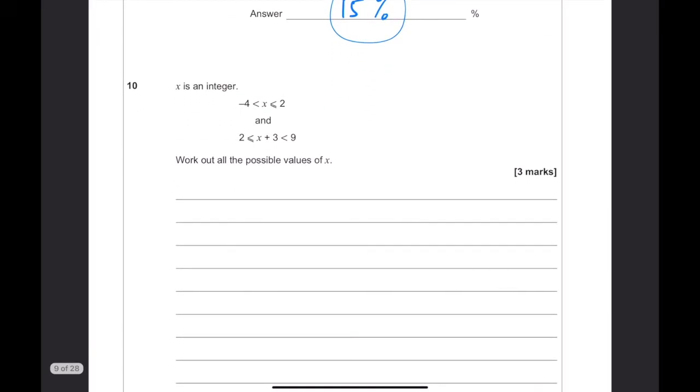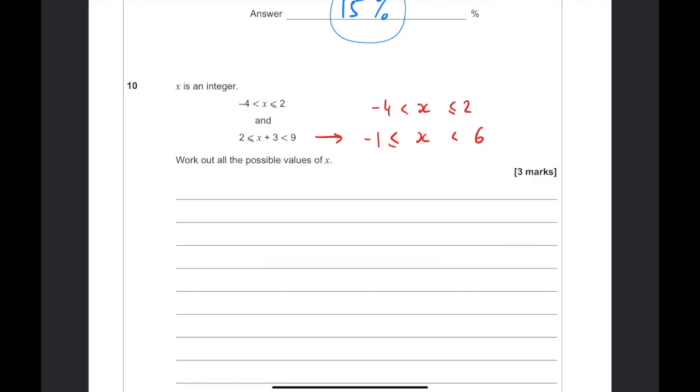If x is an integer, and we have these two inequalities, work out all the possible values of x. So this one we can rewrite. If we take away 3 from both sides, we have 6, and we have minus 1. And we also know that x could be between 2 and minus 4.